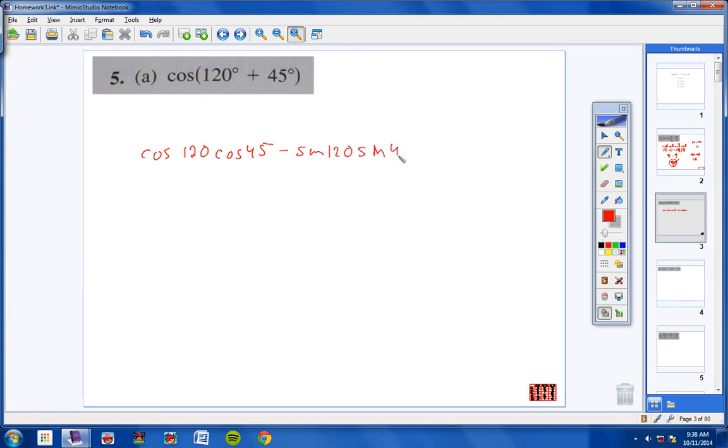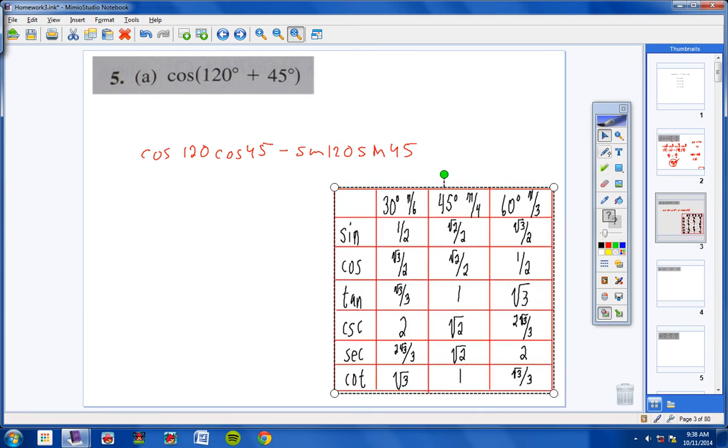Now, you might say, Mr. Earhart, we're in trouble on this one because we don't know what 120 degrees is. Nowhere on our table do we see 120 degrees. And you're right, you don't. But remember, if I ask you to find the trig function of 120 degrees, that's the exact same thing as drawing your angle. And the reference angle for that would be 60. So really, when you're finding the cosine of 120, it's the same thing as finding the cosine of 60, as long as you remember that cosine here is negative and sine is positive, okay? So keep that in mind.